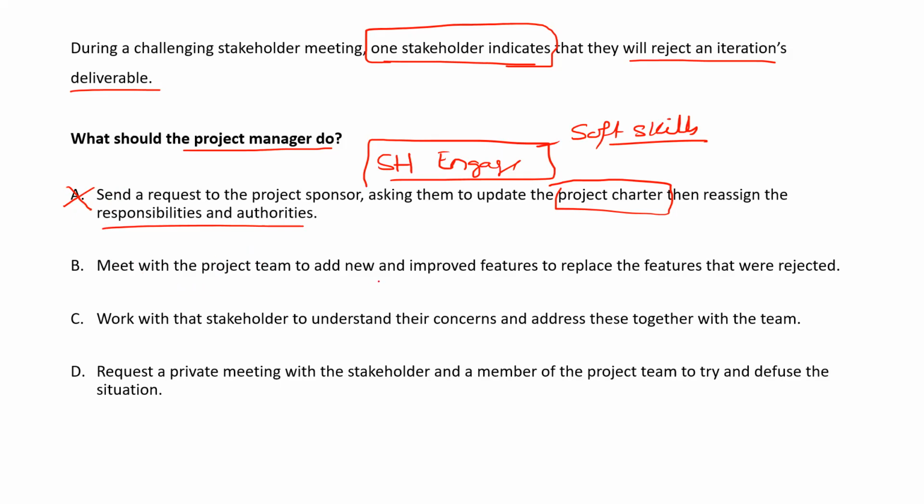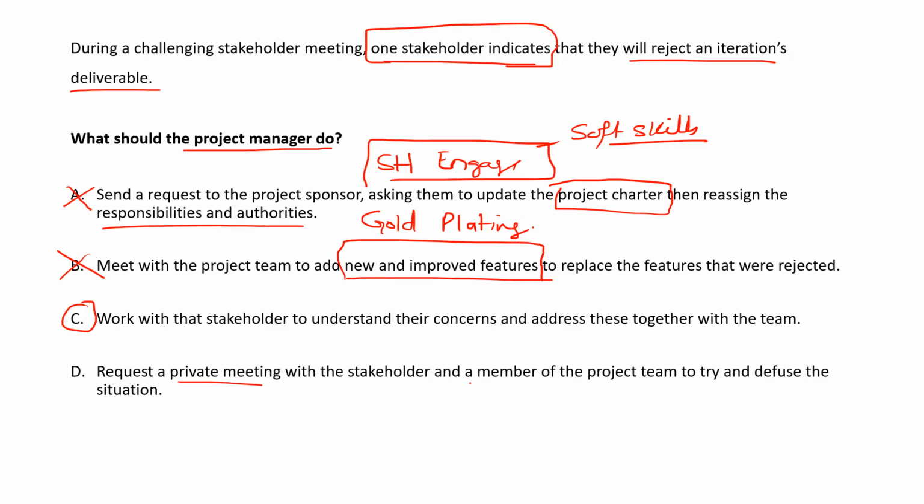Meet with the project team to add new and improved features. New and improved features, this means what? More work, more challenge, more risk. Gold plating. You are the project manager to control gold plating, not to do the gold plating. So, work with the stakeholder to understand their concerns and address these together with the team. Seems to be the better answer, but let's go next.